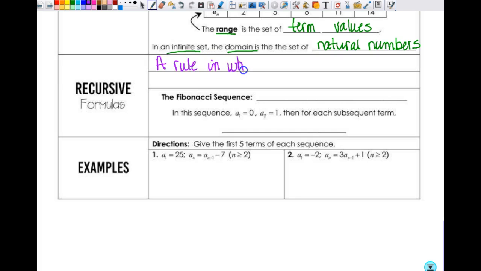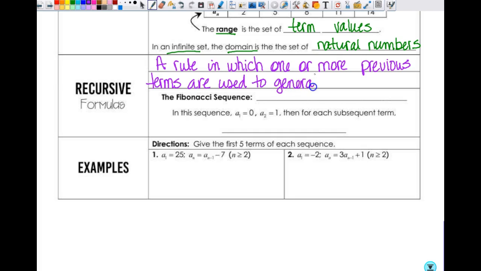in which, I know there's a lot of writing today, but you need these definitions, in which one or more previous terms are used to generate the next term. Okay. A rule in which one or more previous terms is used to generate the next term. Okay, that's how we said like we're just adding 3 every time or whatever.